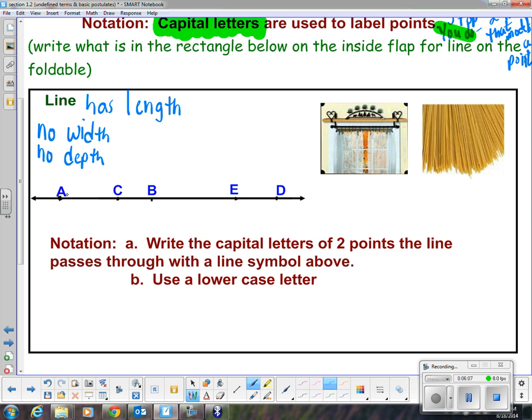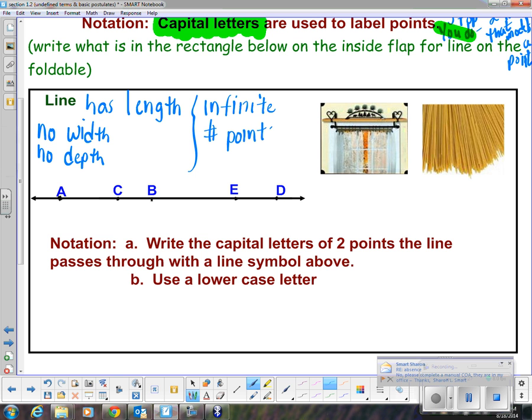Now notice a line contains an infinite number of points. Infinite, okay, so a line has an infinite number of points. Now, are we going to label every single one of those points? No. In fact, on this line, there's an infinite number of points. And when you think about it, between E and D, there is also an infinite number of points, because remember, points have no size, or they don't take up space. So I have identified 5 points on this line.